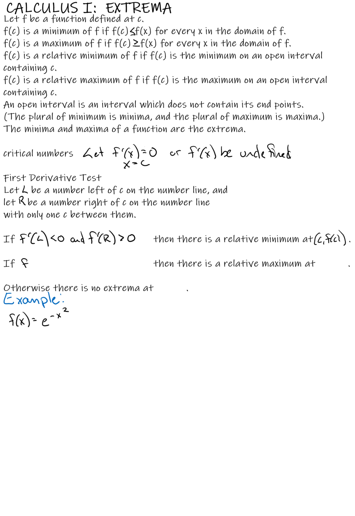And if f prime of the number to the left, L, is greater than 0, and f prime of R, the number to the right, is less than 0, then it turns out there is a relative maximum at c, f of c. Now, if we don't have both of these conditions, if we don't have those two setups, then we say that there is no extrema at that point c, f of c.